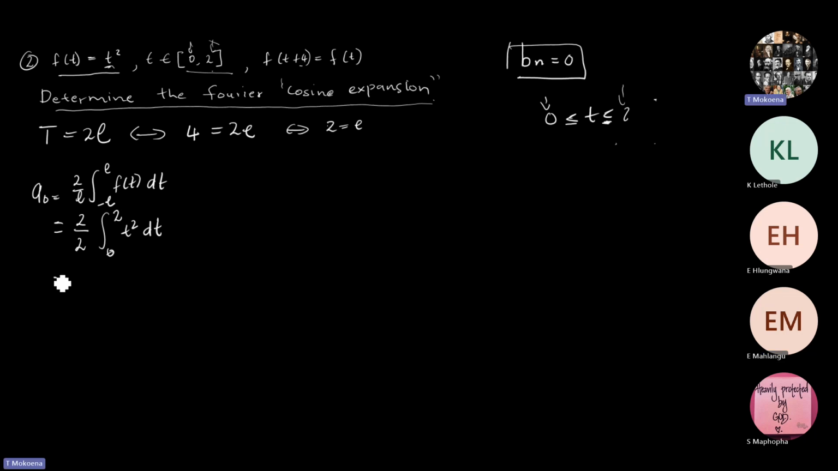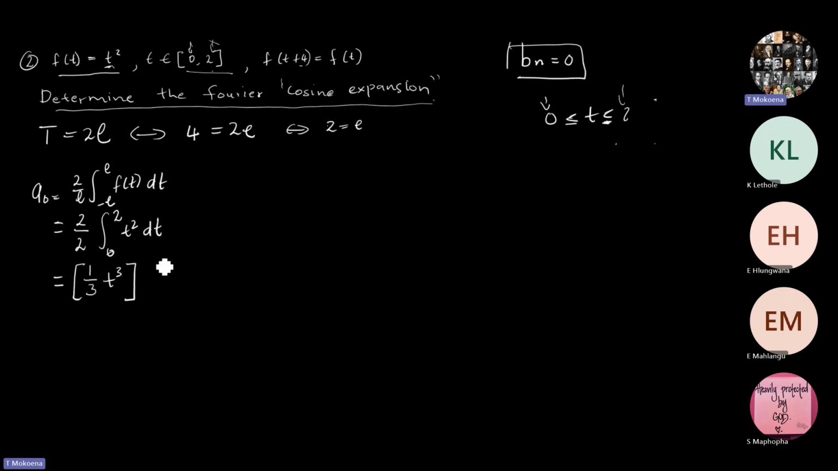And now, 2 divided by 2 is 1. Okay, fine. The integral of t squared is going to be 1 over 3 t to the power of 3. Remember, the formula sheet is there in the exam if you forgot. It's going to be there. There's no way.